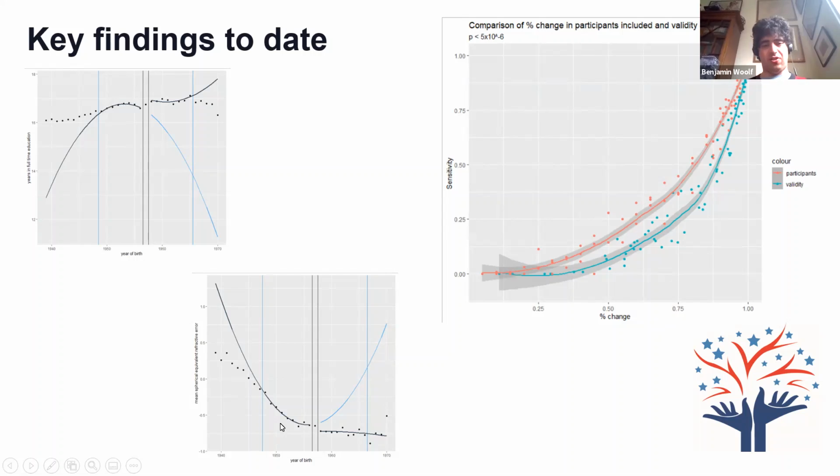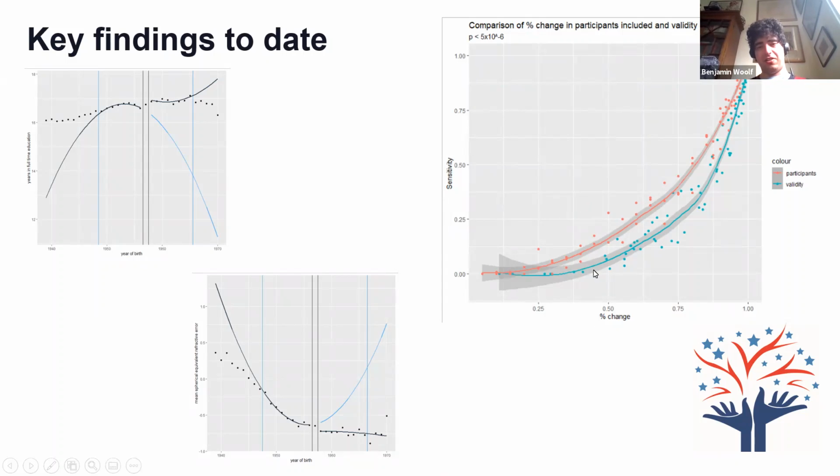The second one then shows the hypothesis we're interested in, which was the effect of education on eyesight. What we found was, comparable to previous studies, a decrease in eye quality as you increase the years of education.